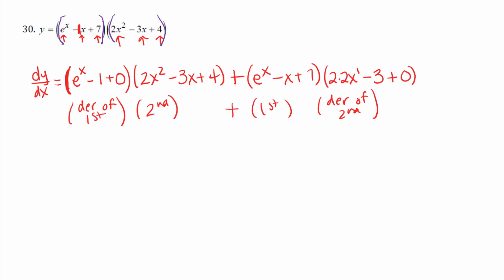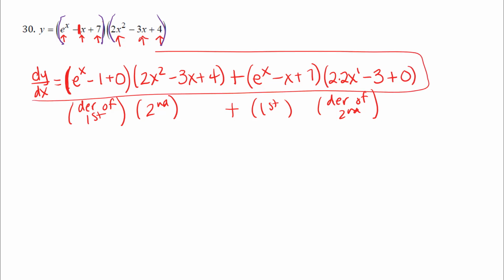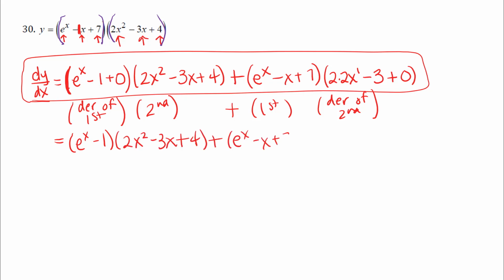So perfectly fine to leave your answer like this in unsimplified form. You can go ahead and leave off the plus zeros and write your answer like this. This is also perfectly fine to leave your answer like this. You can go ahead and multiply everything out, and maybe there are some like terms to combine if you really want to do that. I probably would not unless I was going to do something else with this derivative.